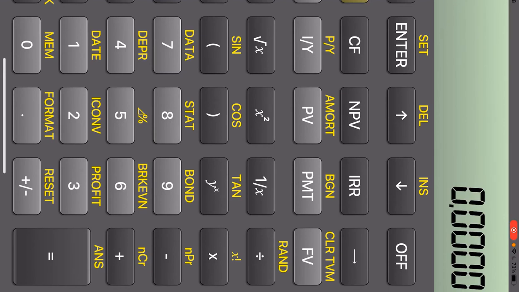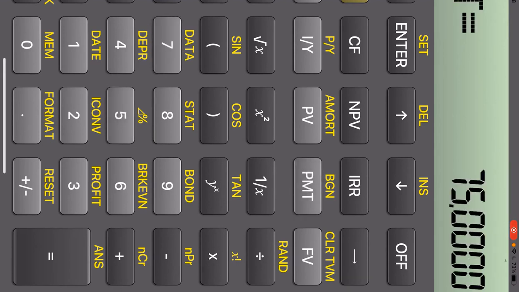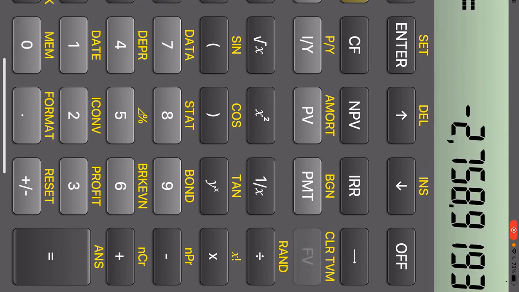Now let's start. Per year payment would be $75, the present value is set at 0, annual interest rate would be 6%, and we have 20 coupon payments, so 20 periods. Now let's compute future value. Here the future value is 2758.9193, which is the same as the lecture note answer. Okay, that's great.